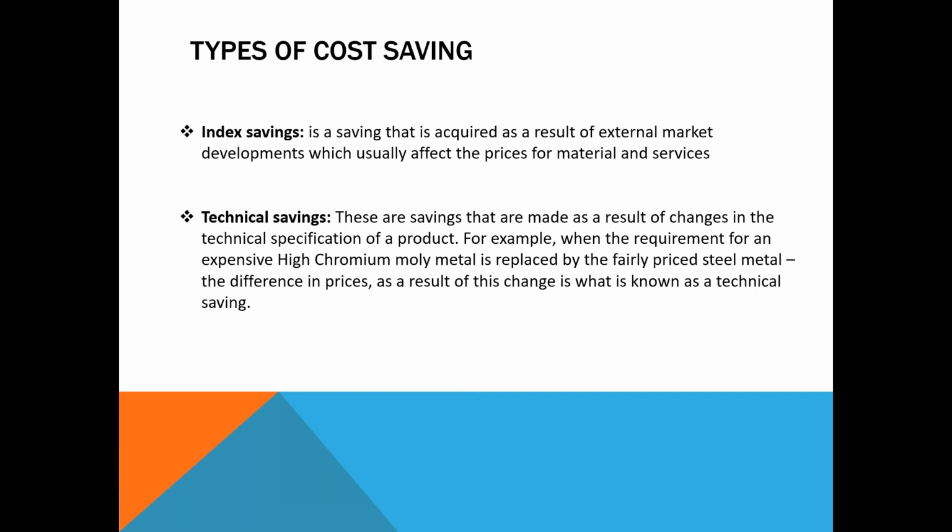Now technical savings. Technical savings are the savings that are made as a result of a change in the technical specification of a product. For example, suppose there is a high chrome moly steel, which I replace with a fairly priced steel. Then the difference between the moly steel and that steel gives me a saving, which is called technical saving.